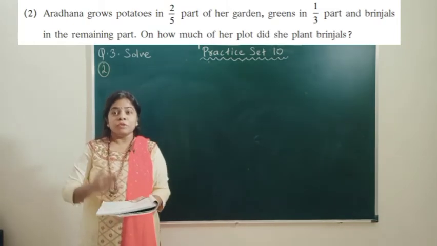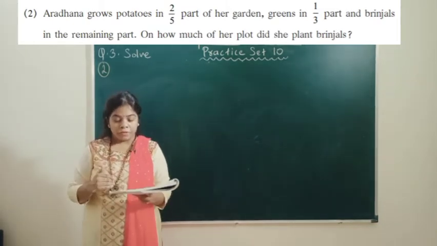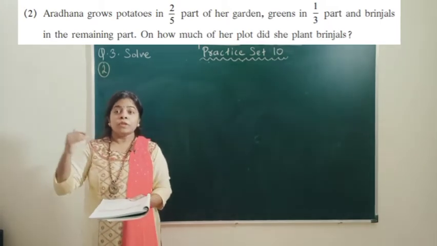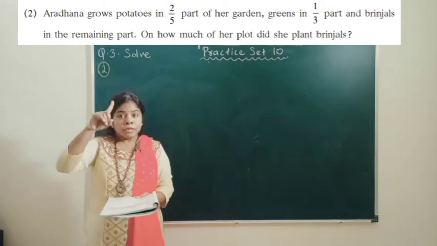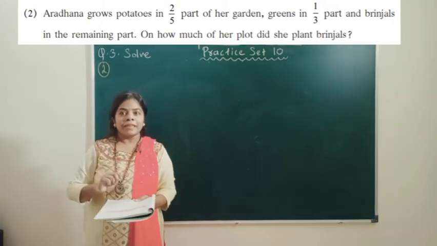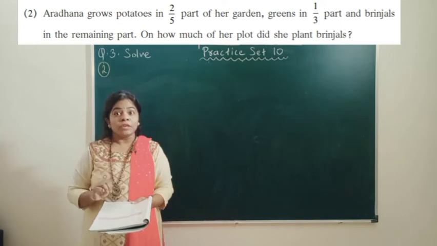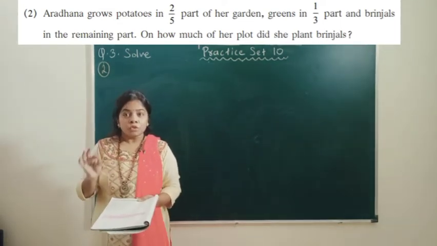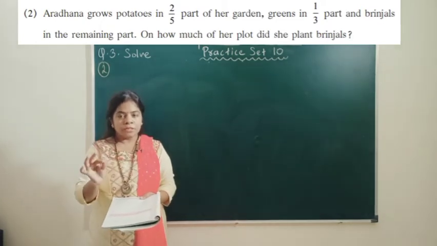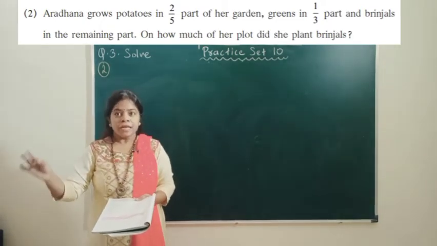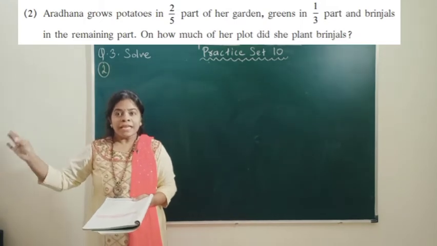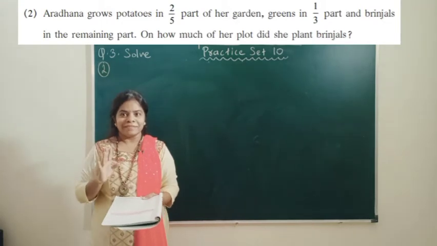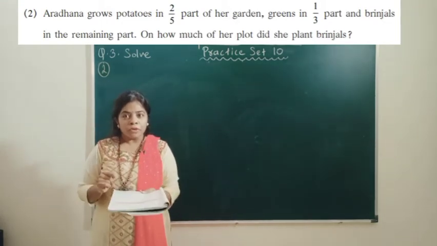How much part she is using for greens is also given, and brinjals in the remaining part. How much part she is using for the brinjals is not given. Potatoes part is given, greens part is given, but brinjals part is not given. So total is one whole plot of land. So area of potatoes plus area of greens plus area of brinjals is equal to one plot, one whole farm which she has. So what are we going to write?